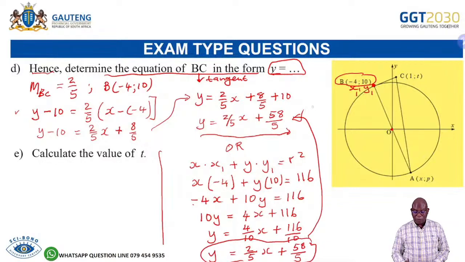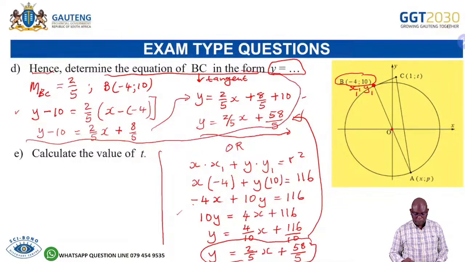So I can be able to do it like that. This does not require you to get the gradient of the radius and the gradient of the other one, and then from there do that. But in this question, they want you to do it in this form. Why am I saying this? It is because they said hence.